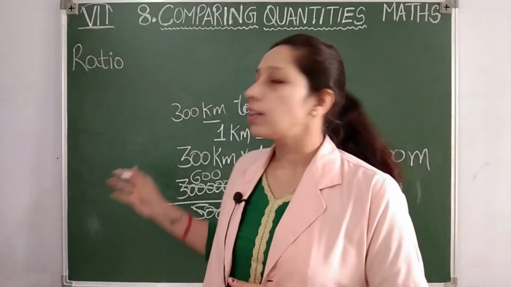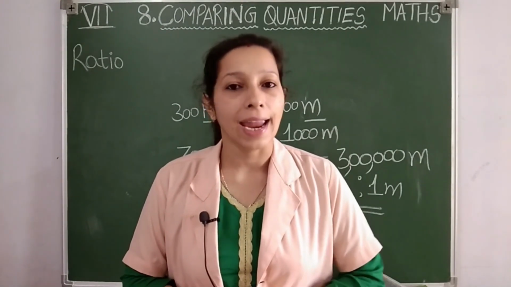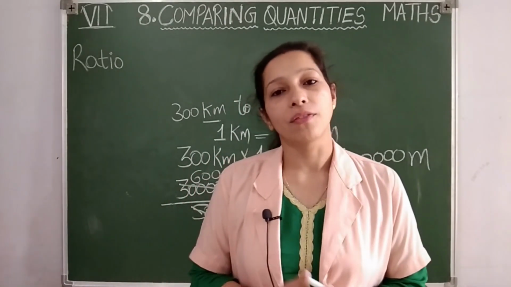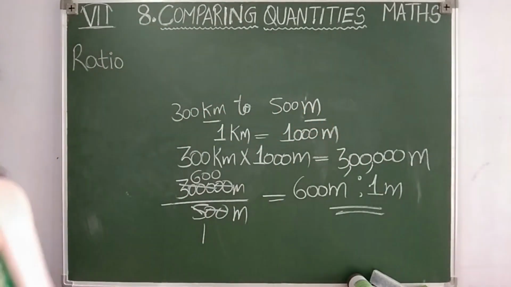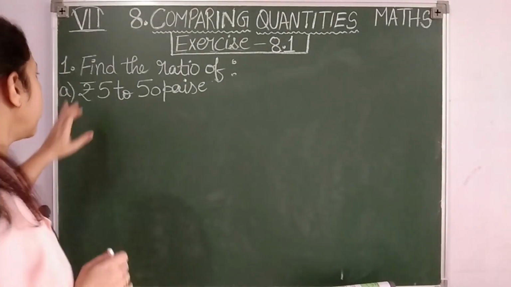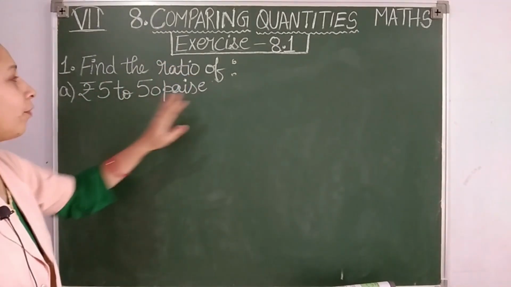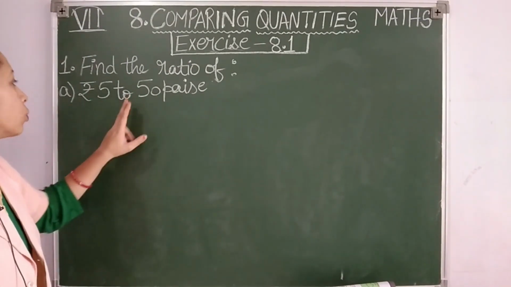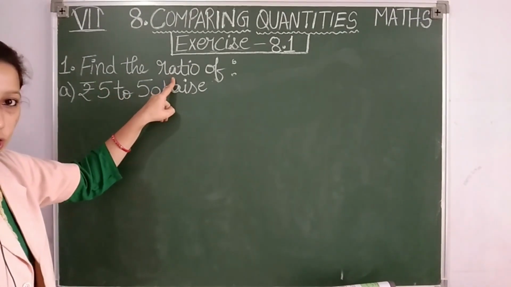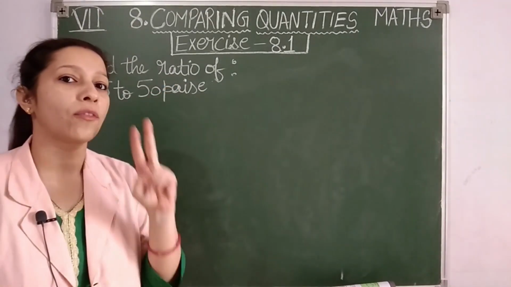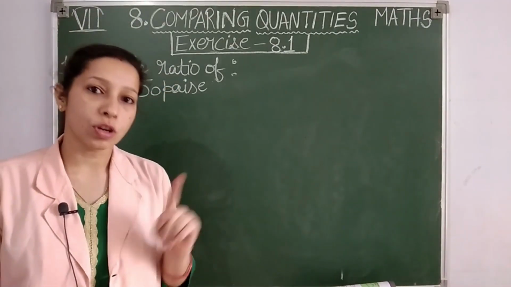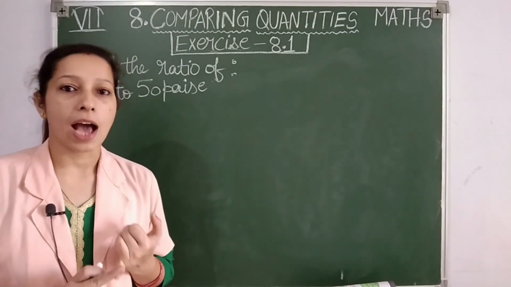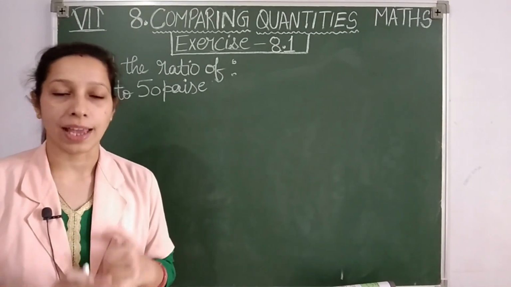So students, after this, now we can solve exercise 8.1. So take out your textbooks and see question number 1 from exercise 8.1. So students, question number 1 is find the ratio of, and the quantities are rupees 5 to 50 paise. So students, here we are using ratio, isn't it? For ratio, what I told you, you have to keep two things in mind before solving the question related to ratio. You have to see whether the given quantities are of the same kind and are of the same unit.